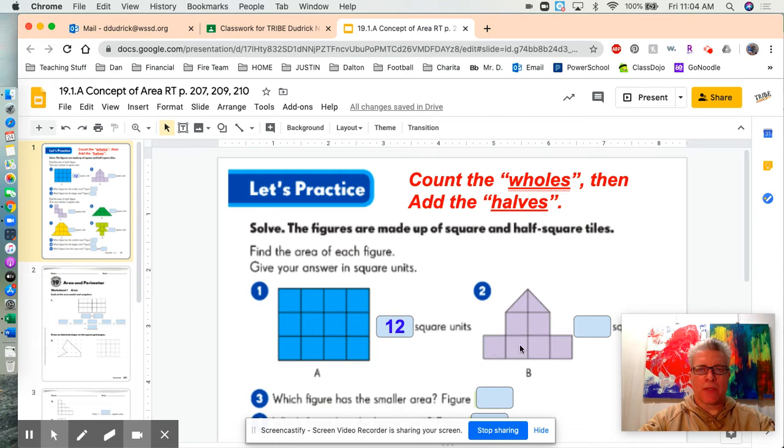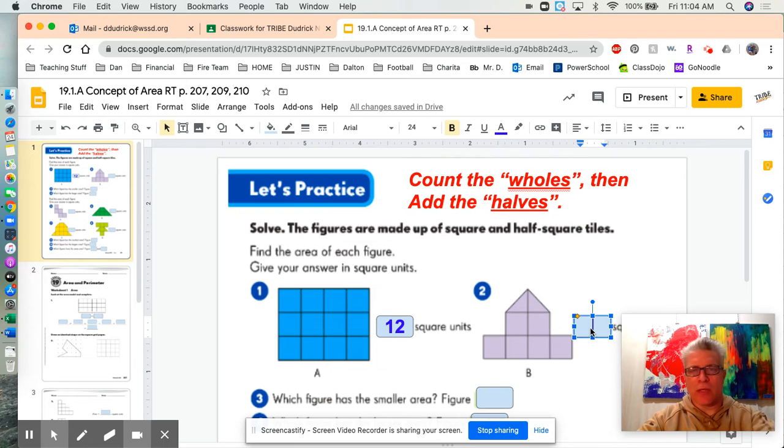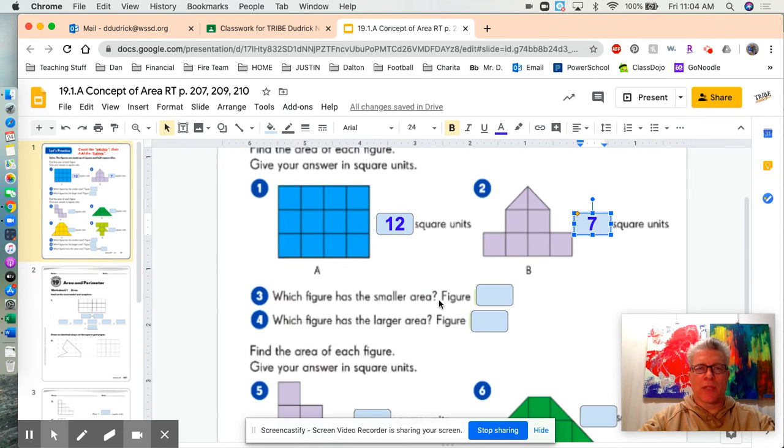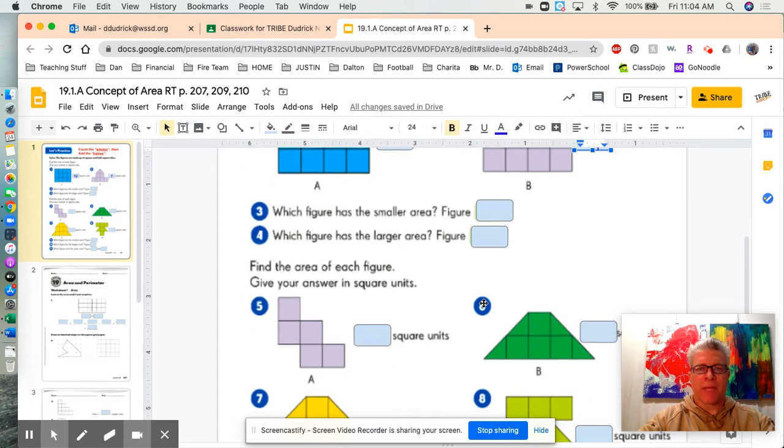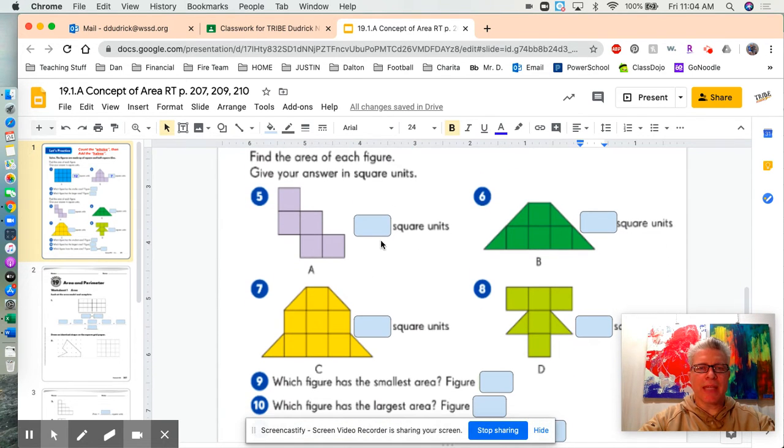So 1, 2, 3, 4, 5, 6, plus a half gives 6.5, plus another half gives a total of 7, because this triangle is 1/2 the size of a square unit. So the triangle is going to be a half, and that'll give us a total of 7 square units. So then you have the question of which figure has the smaller area, figure 1 or figure 2, and the larger area.